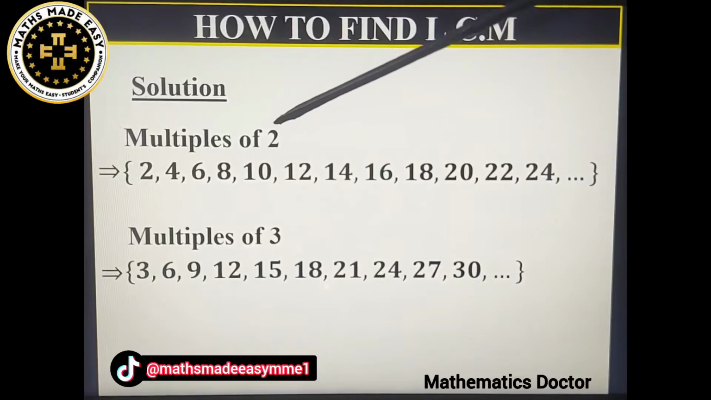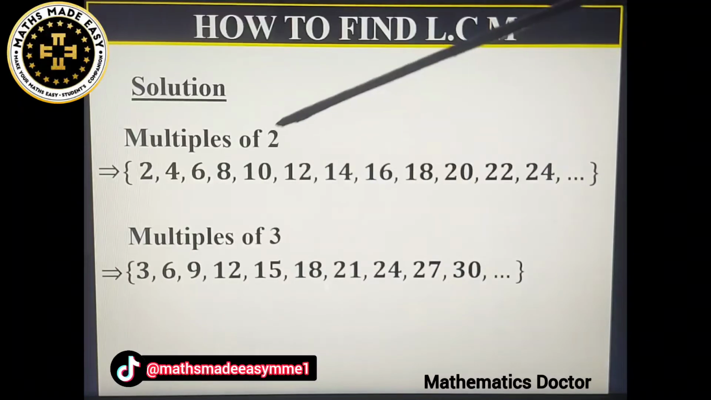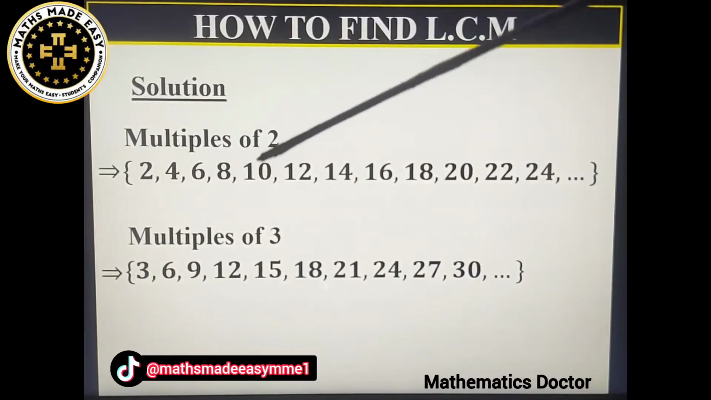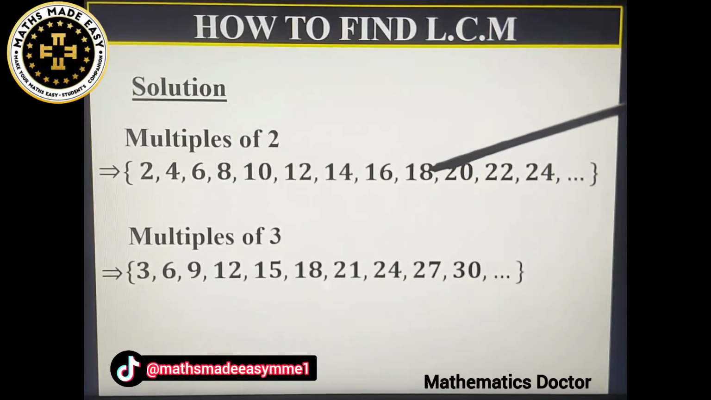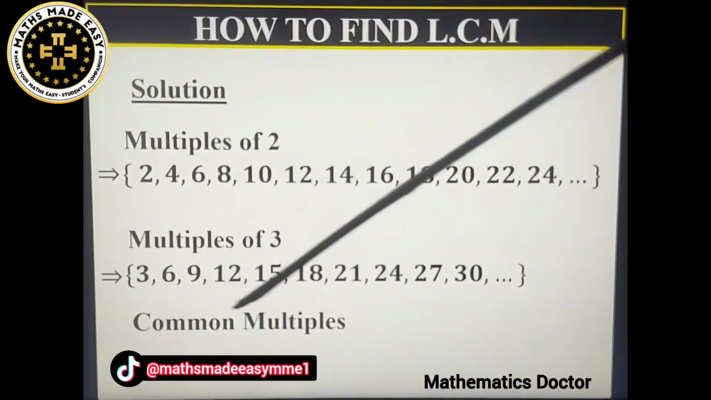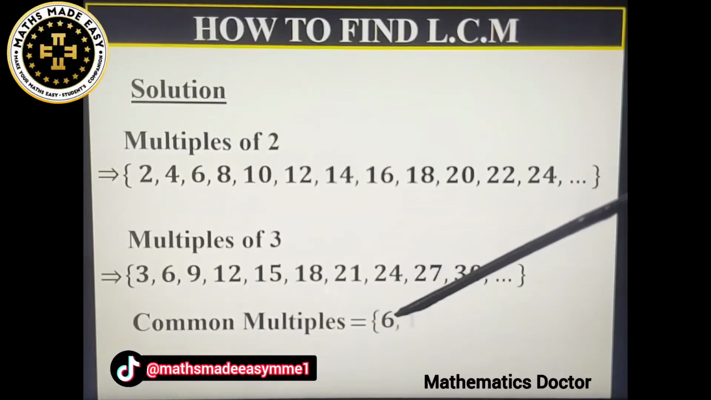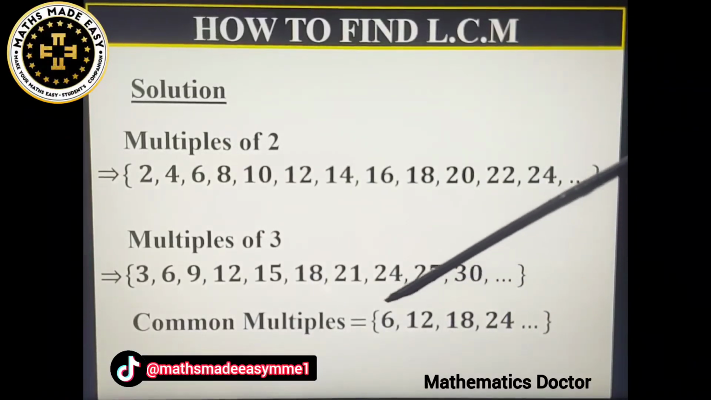Now that we have the multiples of 2 and the multiples of 3, let us go ahead and get the common multiples of 2 and 3. What is the meaning? Common multiples are the numbers in the multiples that appear in both situations. So there are numbers in the multiples of 2 that still appear in the multiples of 3. That situation is what we refer to as common multiple. The common multiples for 2 and 3 will be 6, 12, 18, and 24. We have a lot of them, but these are the ones that are shown clearly.